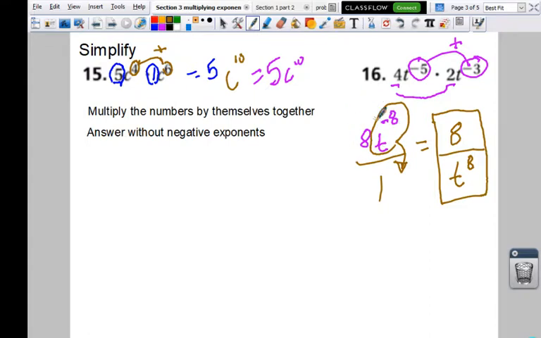So if you got this part right here in the purple, you wouldn't be wrong, but you wouldn't be 100% correct.